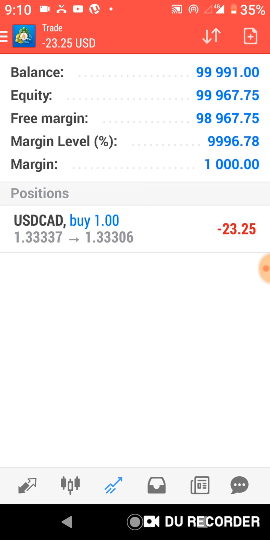So the minus 23.25 that you are seeing is my current either loss or profit. If it is minus 23.25, it is a loss, but if it is plus 23.25, you are gaining. But the gain doesn't change immediately. It will take from 15 minutes, 1 hour, 4 hours, for it to change to positive. Okay, so guys, this is how to trade this technique.